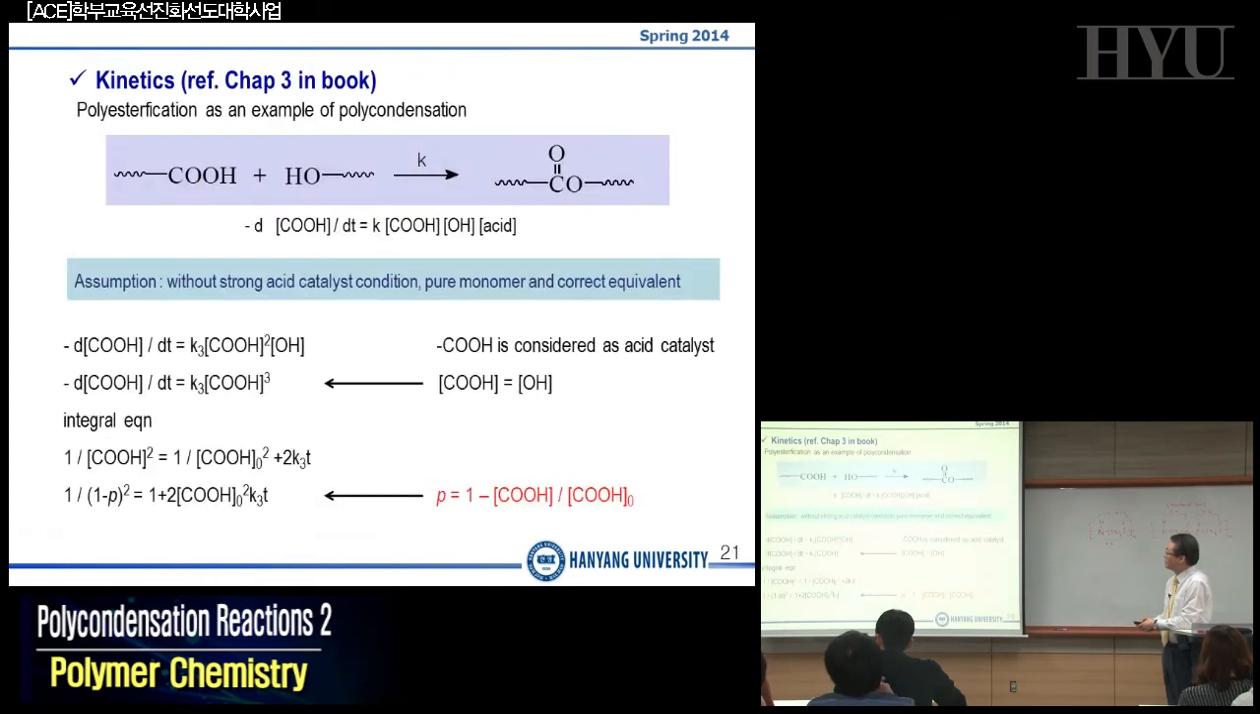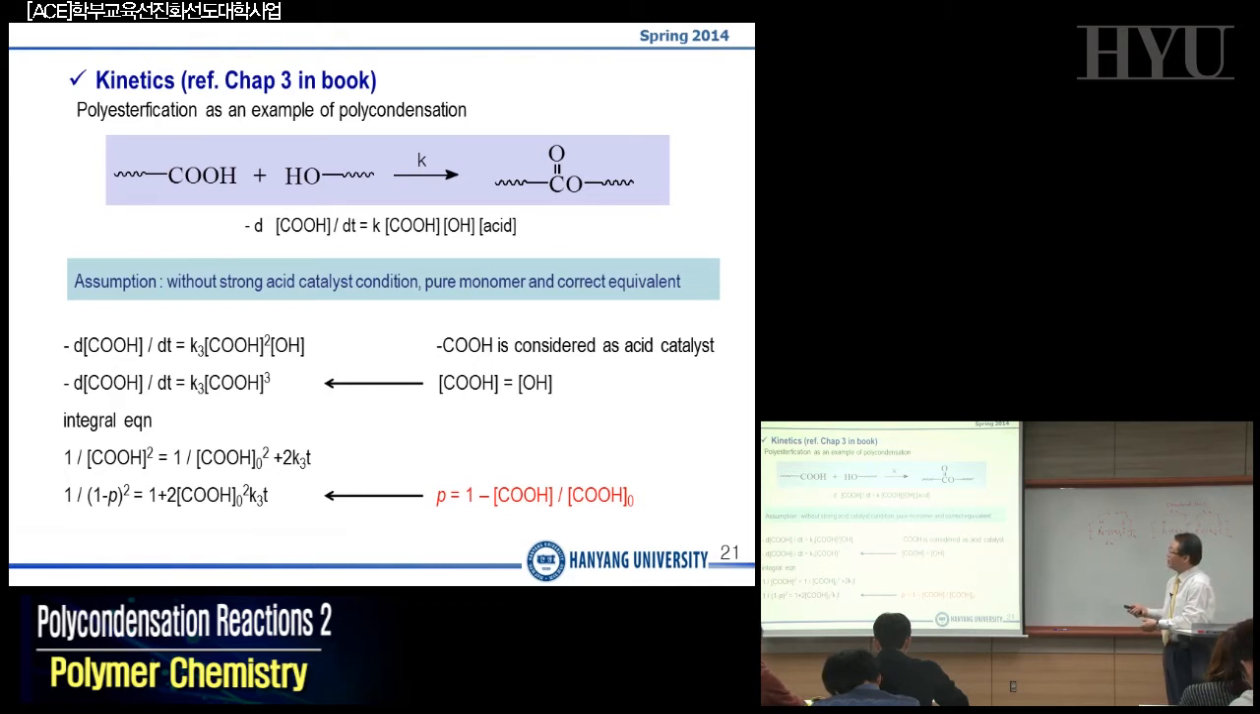Okay. So in order to get the exact amount of stoichiometry, I should explain to you what happened in very simple reactions and the kinetic equations. Although the kinetic equation looks very complicated, it's not that complicated, and it's very simple.